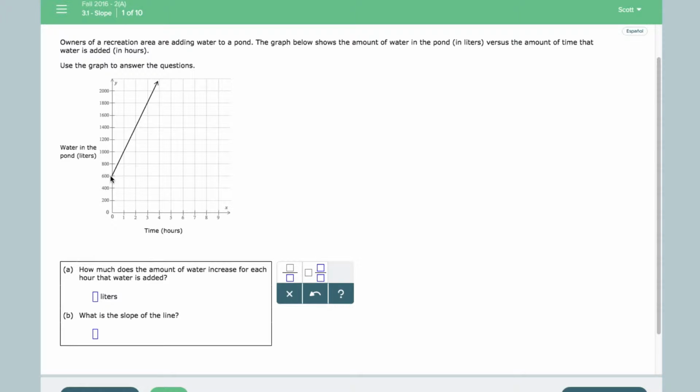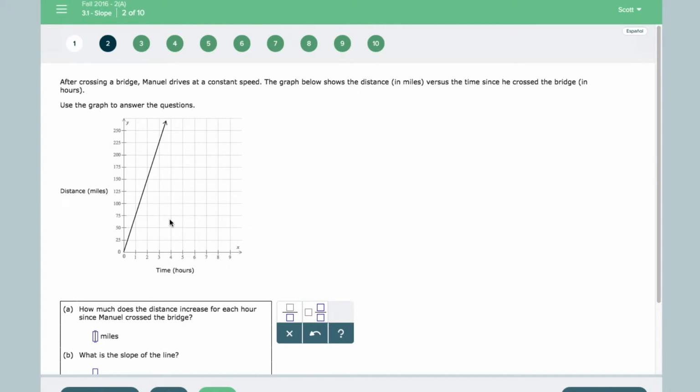So here's 1 hour right here. Okay, it went from 600 to 1,000 in that 1 hour. In that time right there, it went from 600 all the way up to 1,000. So that means it increased 400 liters. What is the slope of that line? Well, it would be 400 over 1, right? 1 hour. So 400 over 1, which is the same thing as 400.